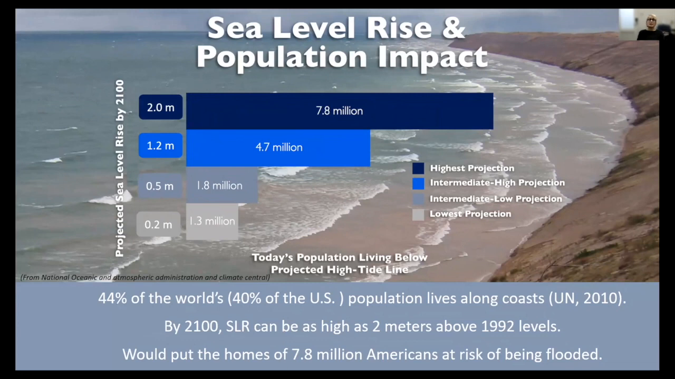Sea level rise is an important issue affecting the life of a big proportion of the global population. According to the United Nations, about 45% of the global population, including 40% of Americans, live along the coast. So the anticipated sea level rise by 2100 would put the homes of almost 8 million Americans at risk of being flooded.